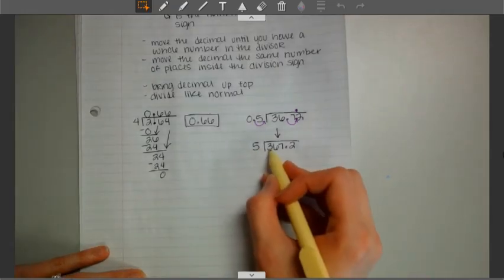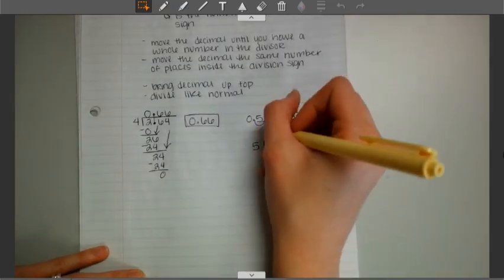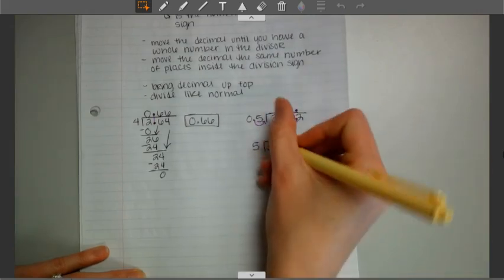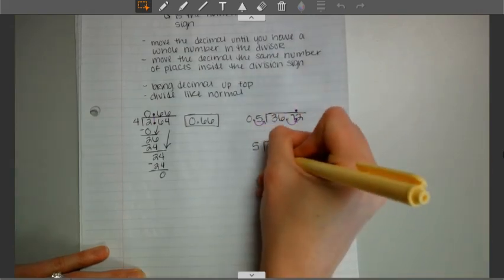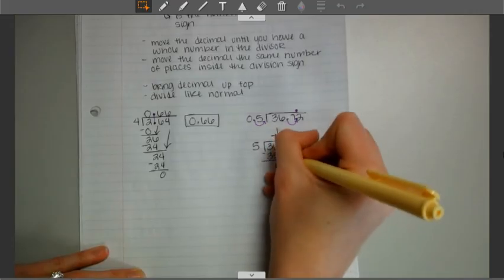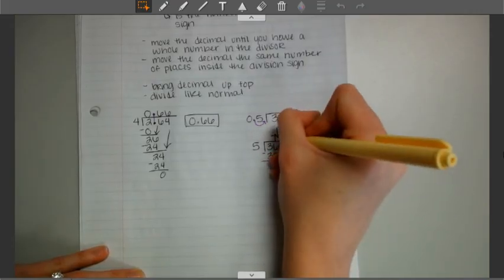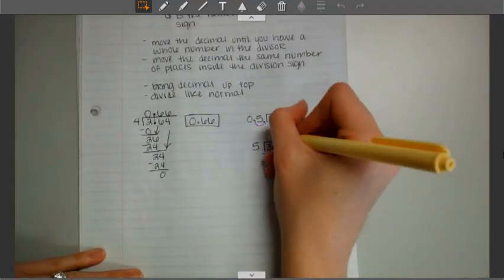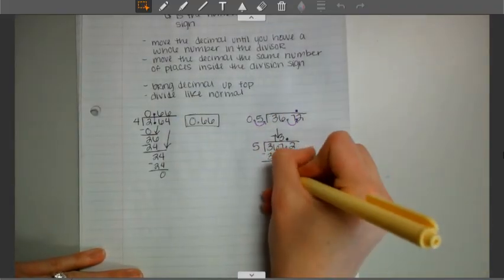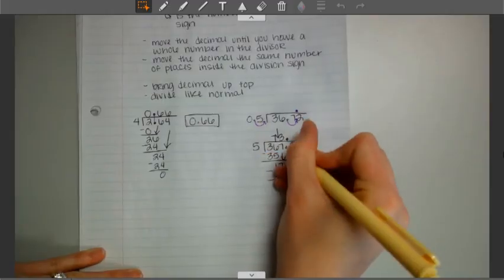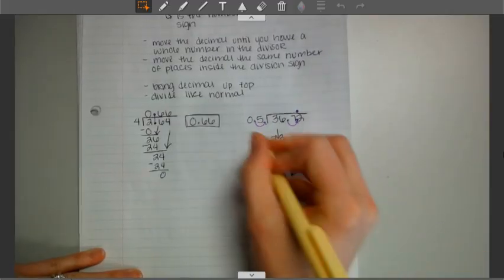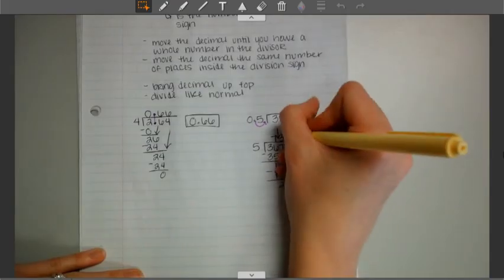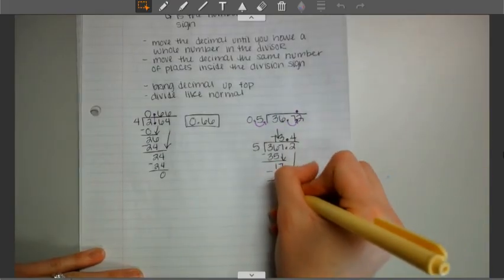So 5 does not go into 3, but it goes into 36. 5 goes into 36 7 times. 7 times 5 is 35. Subtract, I get 1. Bring down the 7. Oh, I forgot to bring my decimal up top. 5 goes into 17 3 times. 3 times 5 is 15. Subtract, I get 2. Bring down the 2. 5 goes into 22 4 times. 4 times 5 is 20.